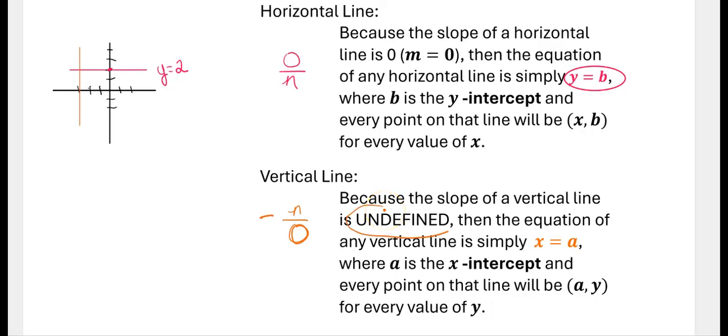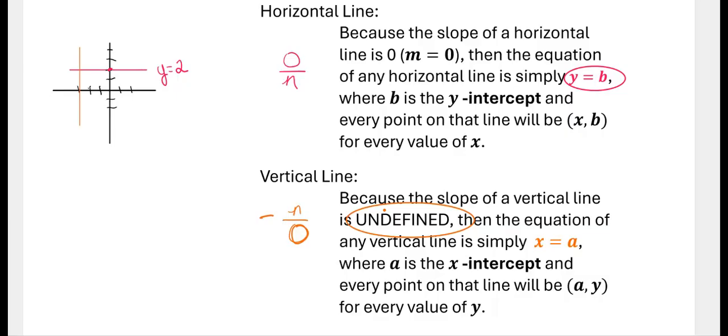Now, a vertical line, like I said, is perpendicular to a horizontal line. A vertical line, unless it's on the y-axis, does not cross the y-axis. It only crosses the x-axis. So there is no y-intercept. There is no way to write an equation in the form y equals mx plus b.